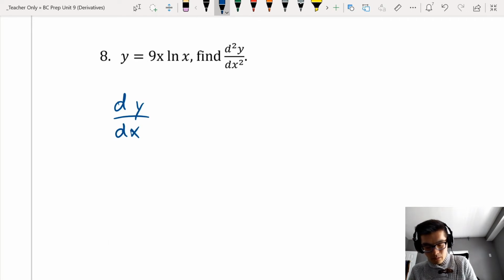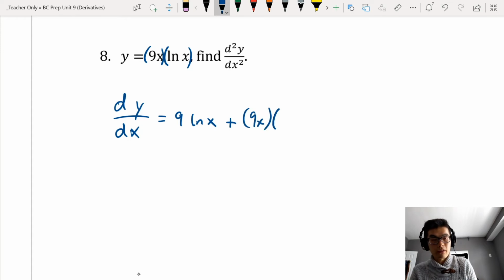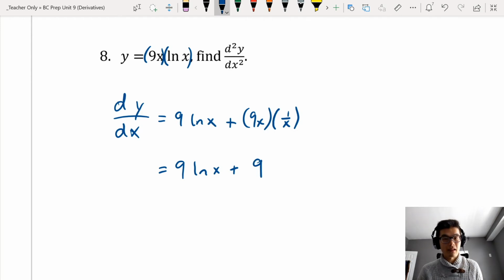Okay, so in this case, it's going to be product rule because we have a product of these two terms here. So it's going to be derivative of the first one, so that's just 9 times the second function plus the first function itself times the derivative of natural log of x. Hopefully you recall this is 1 over x. So clean this up a bit, we get 9 natural log of x plus, in this case, lucky for us, the x's cancel out. So we do it again.